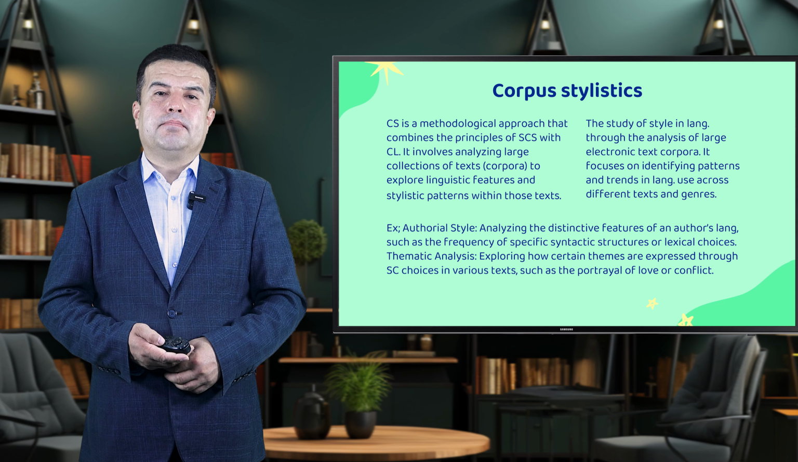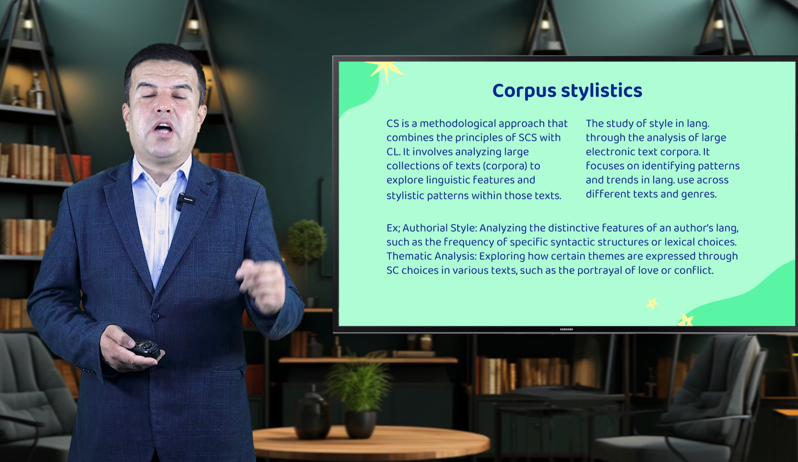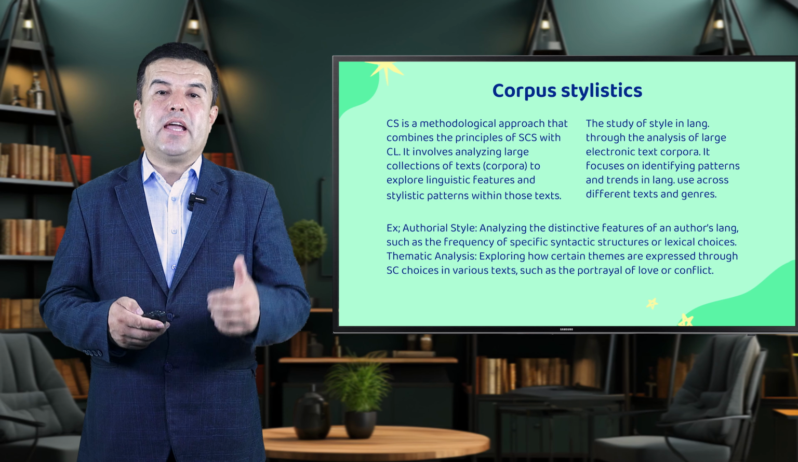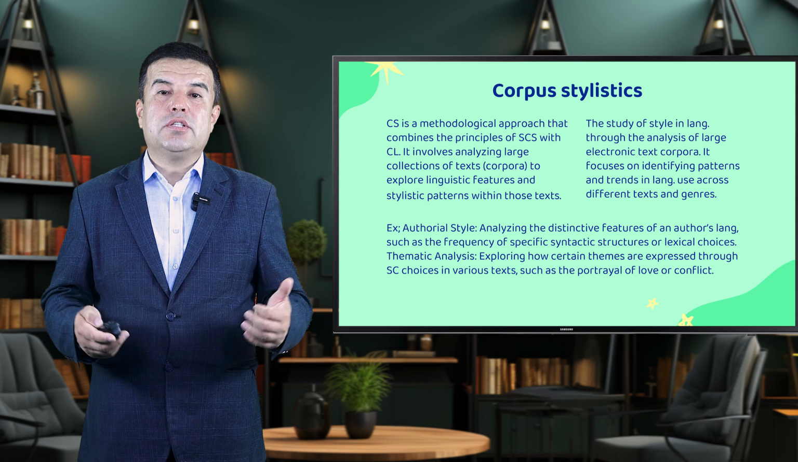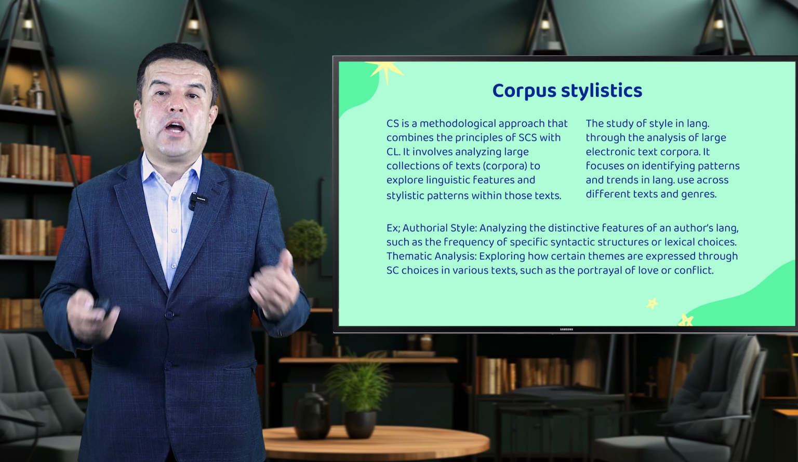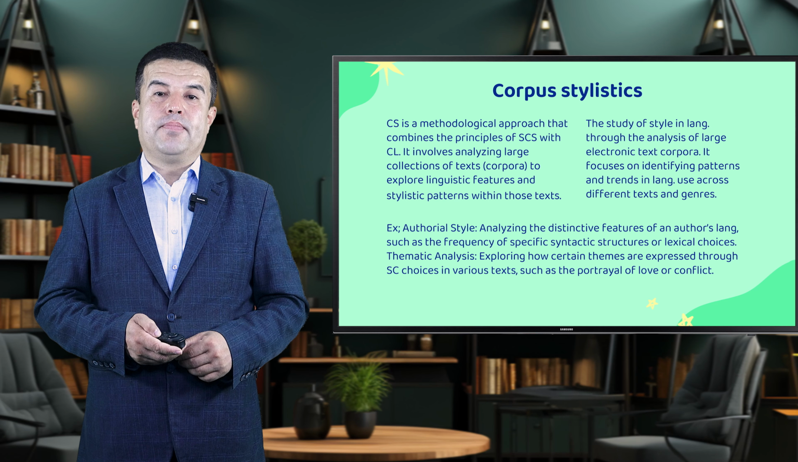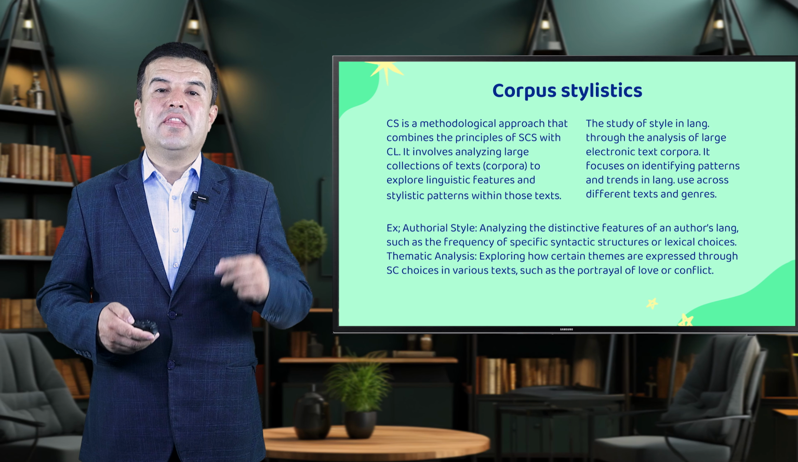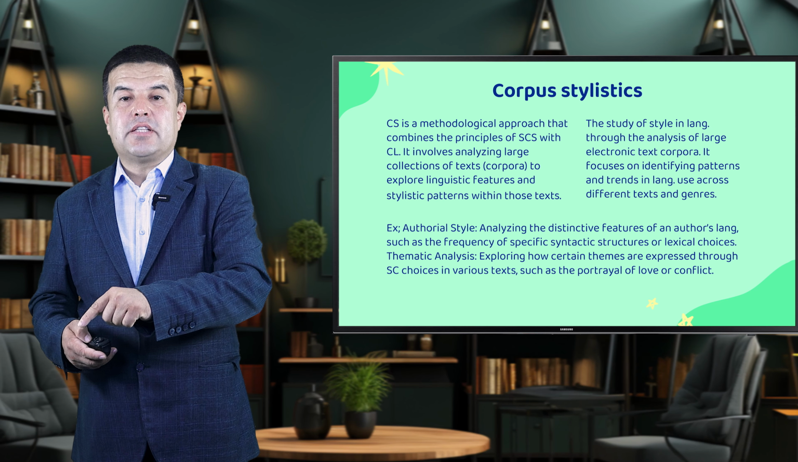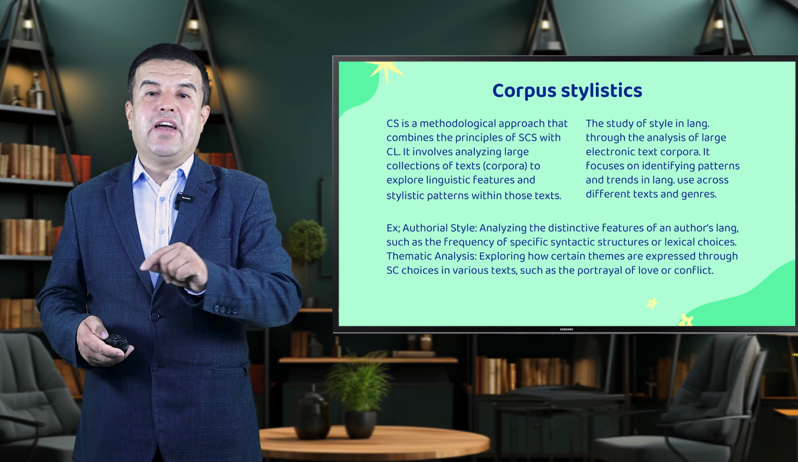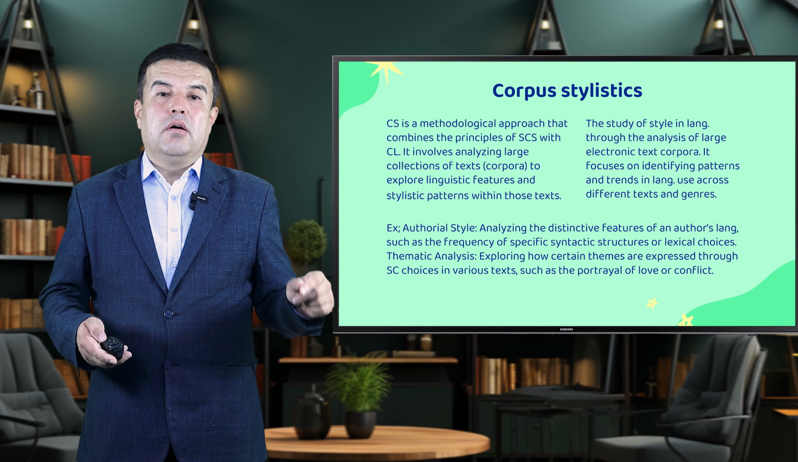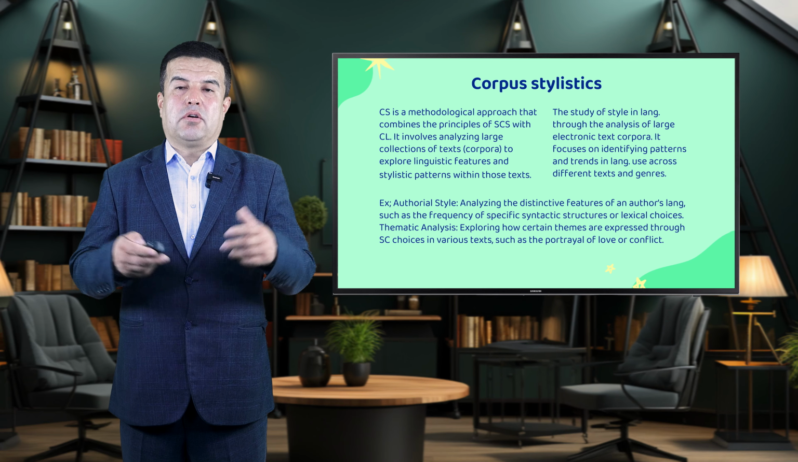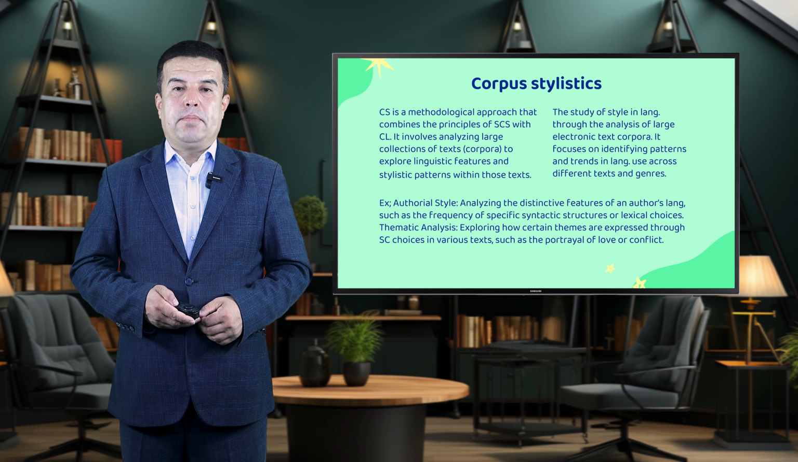For example, authorial style analyzes the distinctive features of the author's language, such as the frequency of specific syntactic structures or lexical choices. In thematic analysis, we explore how certain themes are expressed through stylistic choices in various texts, such as the portrayal of love or conflict. That's all in this topic.